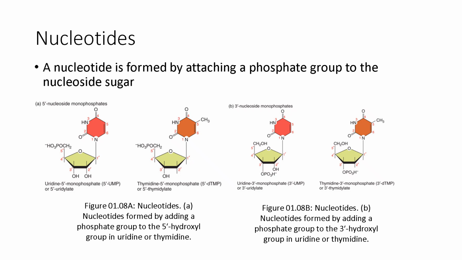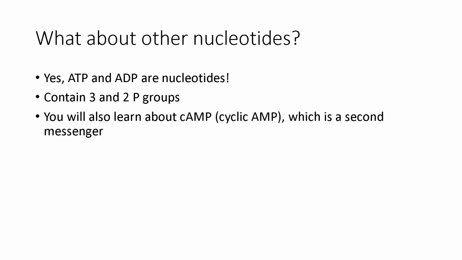These nucleotides are the fundamental building blocks of both DNA and RNA. They also play critical roles in energy transfer, signaling, and metabolism. Nucleotides are not limited to DNA and RNA. Important examples include ATP and ADP, which carry energy in cells.